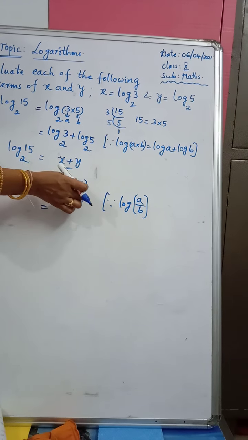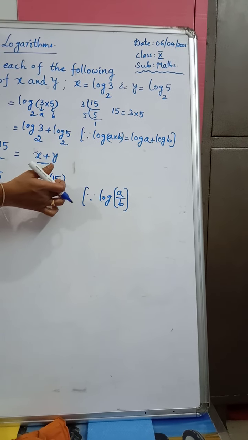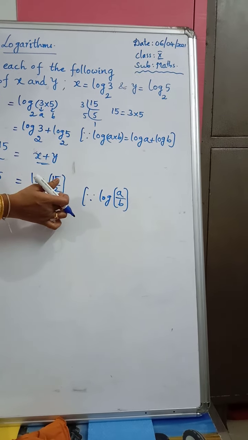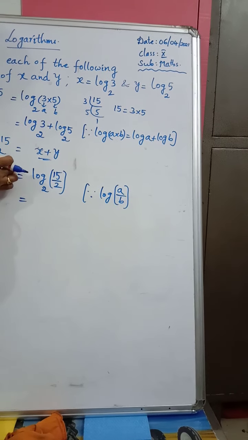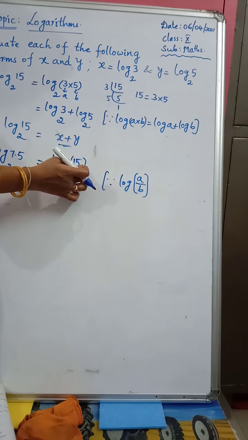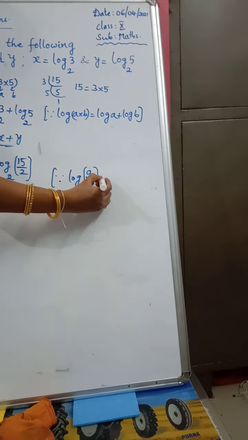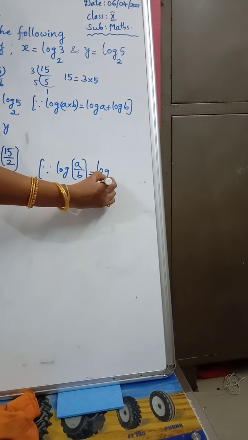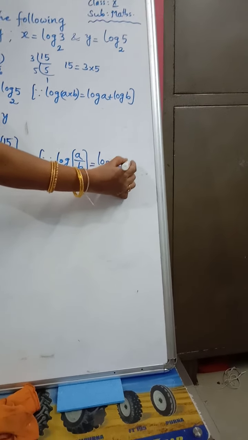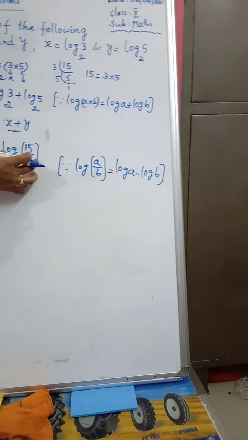Why do we convert like this? So that it is in the form of log a by b. That's why we are converting the decimal form into p by q form. That is log a by b, which is equal to log a minus log b. This formula we can apply in this case.